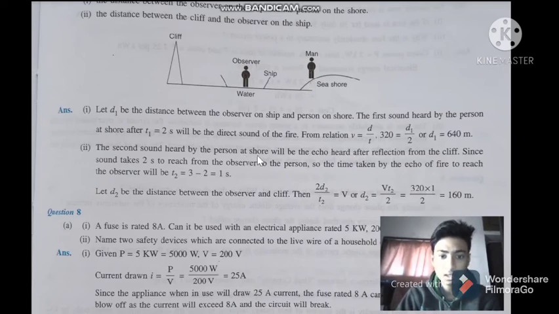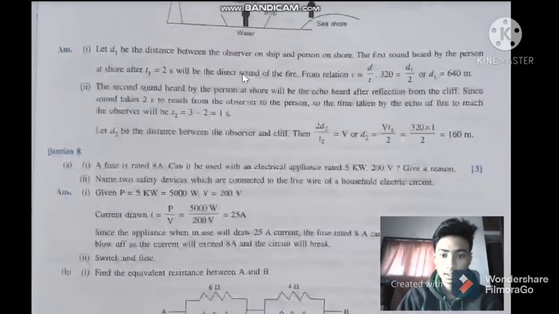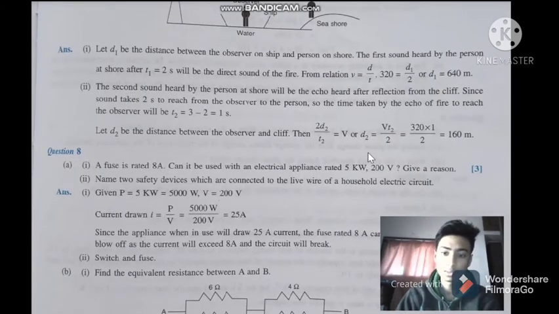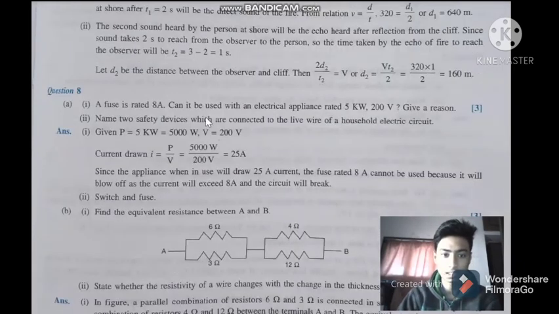Next, the second sound heard by the person at the shore. The echo will be heard after the reflection from the cliff. Since the first sound is heard 2 seconds after firing, and this one 3 seconds, the echo time is 3 seconds minus 2 seconds, which is 1 second. Now here it is an echo, so you would use the formula of echo, V equals 2D upon T. So ultimately D2 comes to 160 meters. This you need to frame and write in your answer sheet.